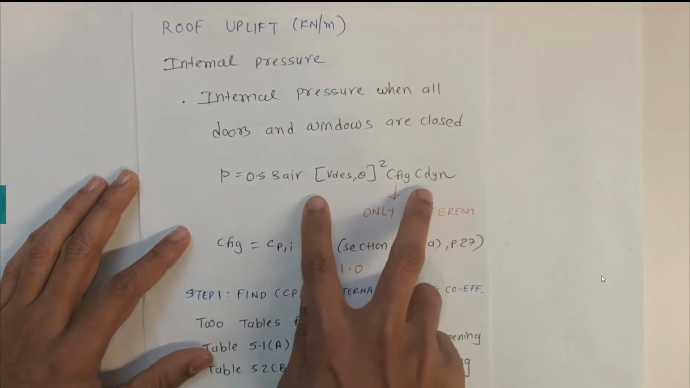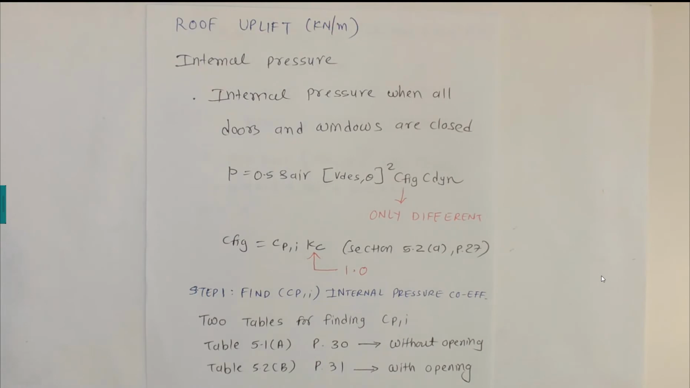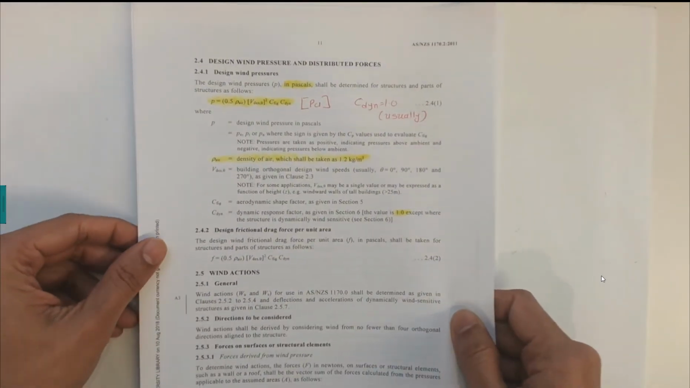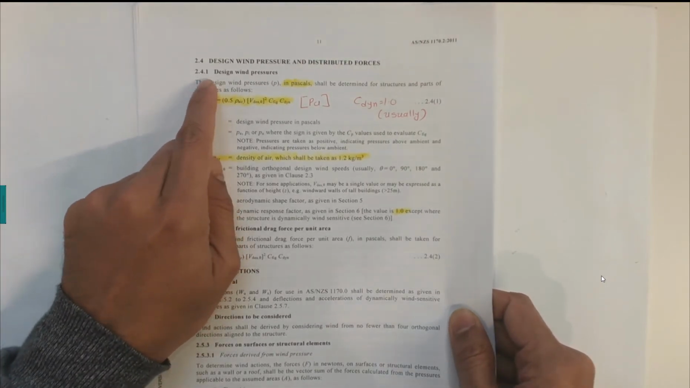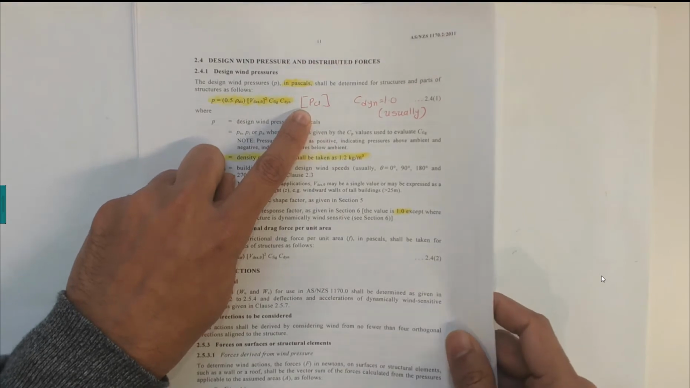The equation is the same as the one we used for external pressures. The only difference is the aerodynamic shape factor, C_fig. This equation is taken from the Australian Standard, clause 2.4.1, where we have used this equation with the unit pascals.